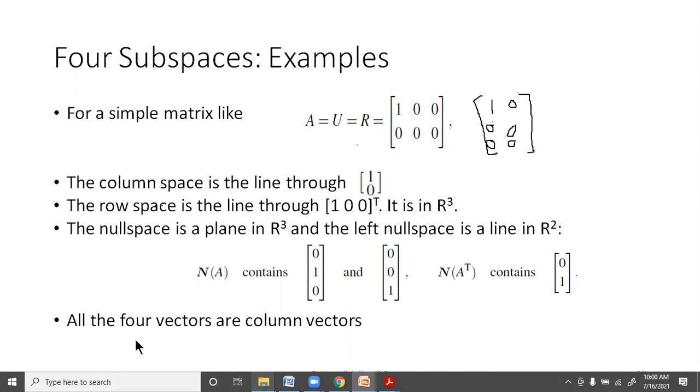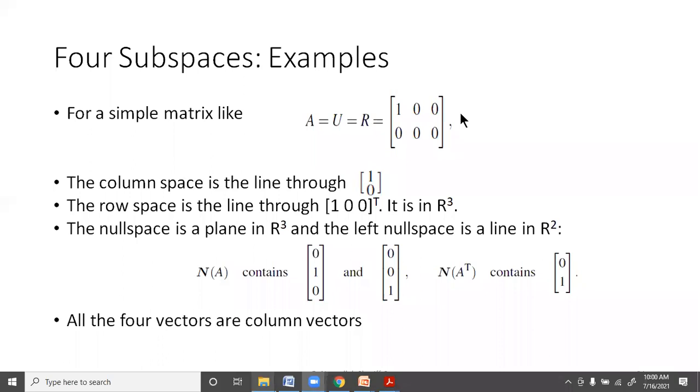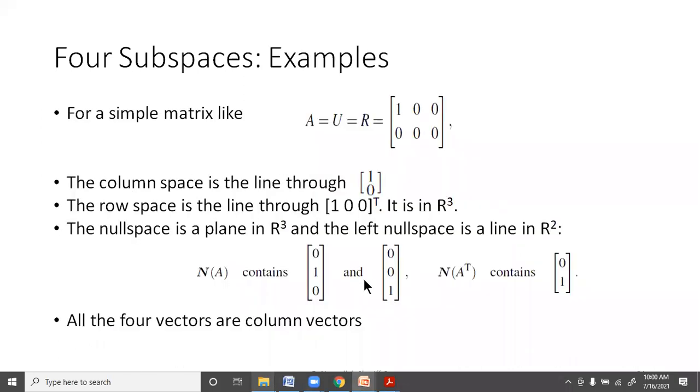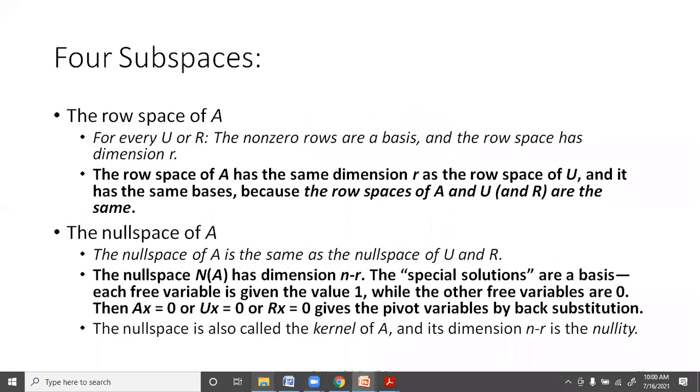And remember that all the 4 vectors are column vectors. The most important thing is that all the 4 vectors are column vectors. Whatever 4 vectors we have used are the column vectors which we have over here. That gives us an example of that.